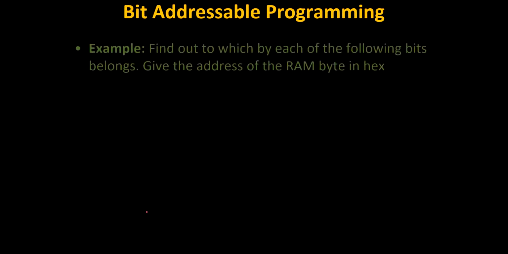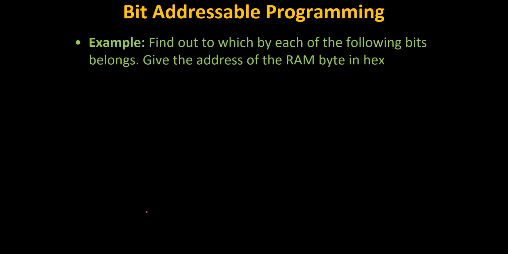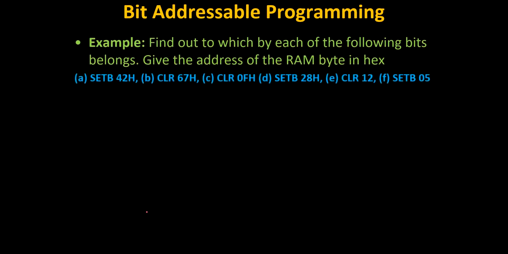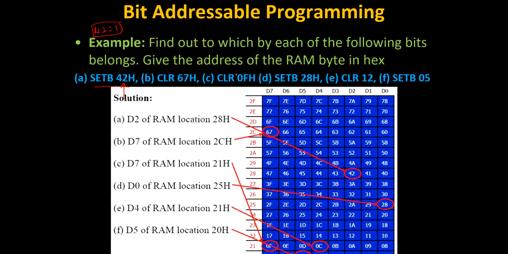Let's have some examples. Find out which byte each of the following bits belongs to, and give the address of the RAM byte in hexadecimal. So we have set bit 42. This is the address of 42. Then how can we set that bit? For the bit at location 42, I make it 1. That is what I need to do. Bit 67 I need to clear, like that, so we should remember the bit addressable area.